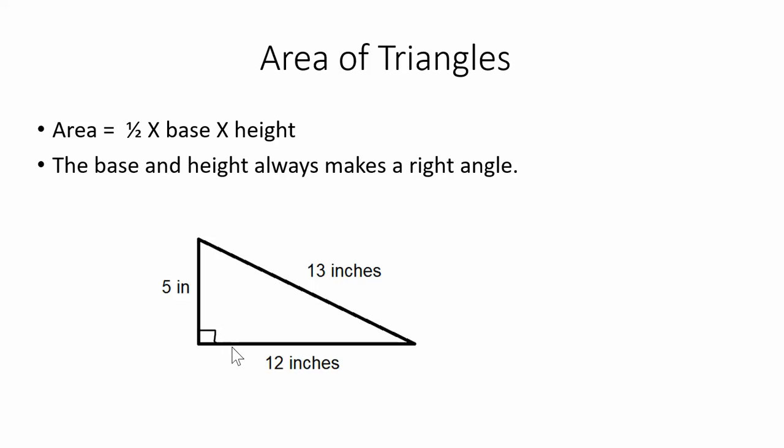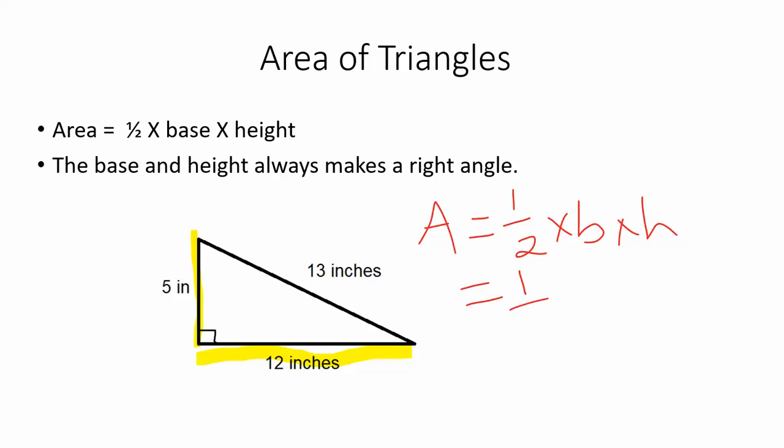So in this case, I look for the base and the height that make a right angle down here in the corner. That helps me see that the base is 12 and the height is 5. So I'm going to go ahead and put those into my formula. Area equals 1/2 times base times height. So that means 1/2 times the base is 12 times the height is 5.